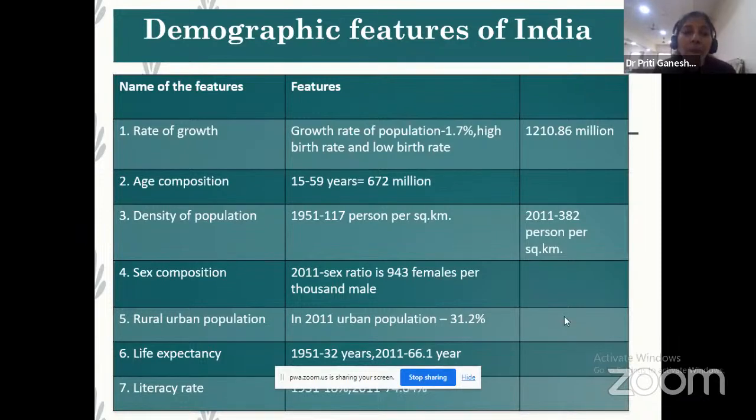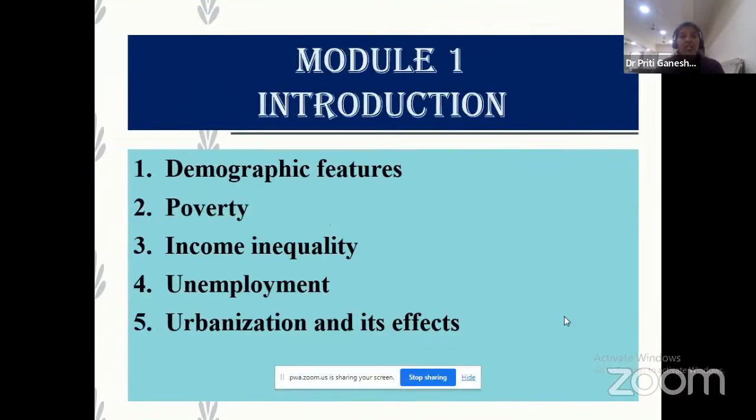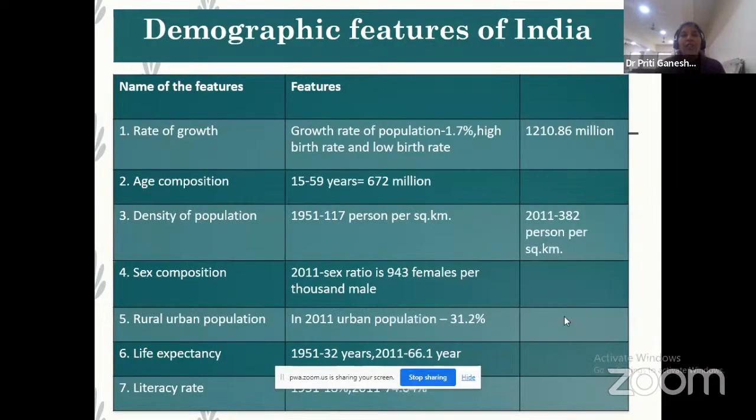Now I am going to explain in short, in brief, the important questions which are repeatedly asked in your paper. As I said, from module number 1 you have to learn the introduction. The introduction covers demographic features, poverty, income inequality, unemployment, and urbanization. The first important question in this chapter is demographic features of India, the most important question from your exam point of view.